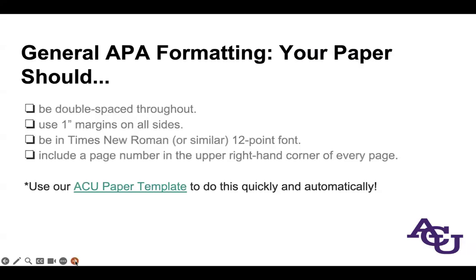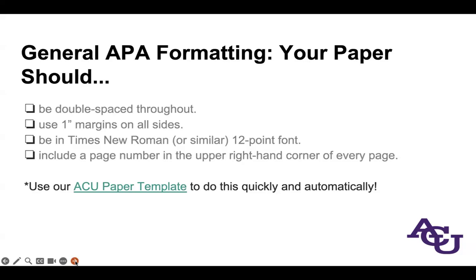So in general, for APA formatting, your paper should be double-spaced throughout, use 1-inch margins on all sides, and be in Times New Roman or a similar 12-point font. APA also includes a page number in the upper right-hand corner of every page, including the title page, which we're going to show you an example of in a minute.